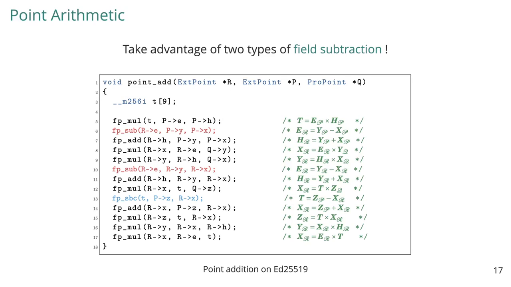For point arithmetic, we just take advantage of the state-of-the-art techniques to directly construct them from our field operations. Just as we said before, we developed two subtraction variants. Take the point addition as an example. Two subtractions can be performed as ordinary subtraction, and only one must be the modular subtraction. In this way, it saves around 5% latency compared to using three modular subtractions.